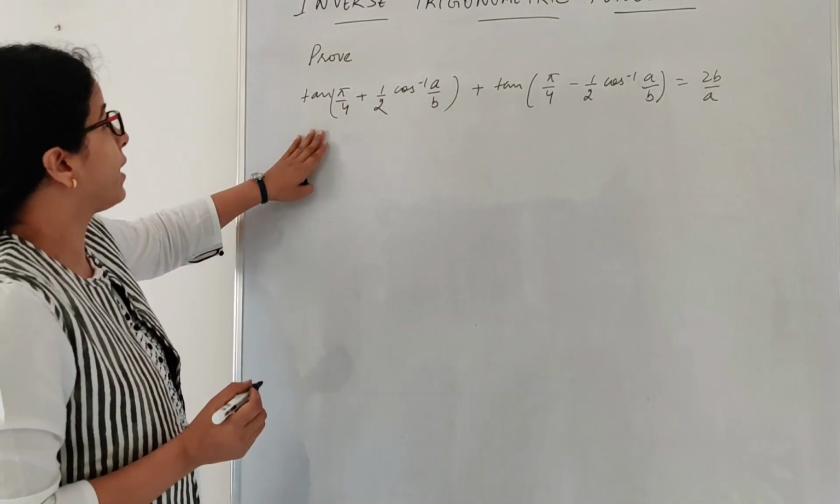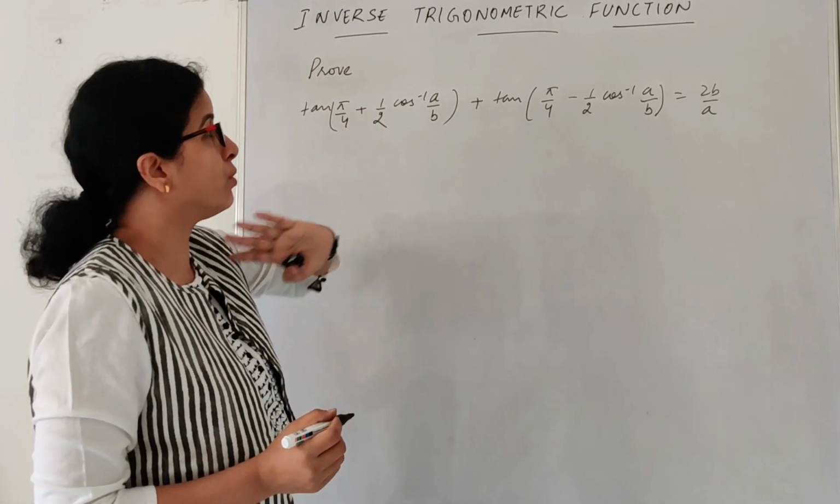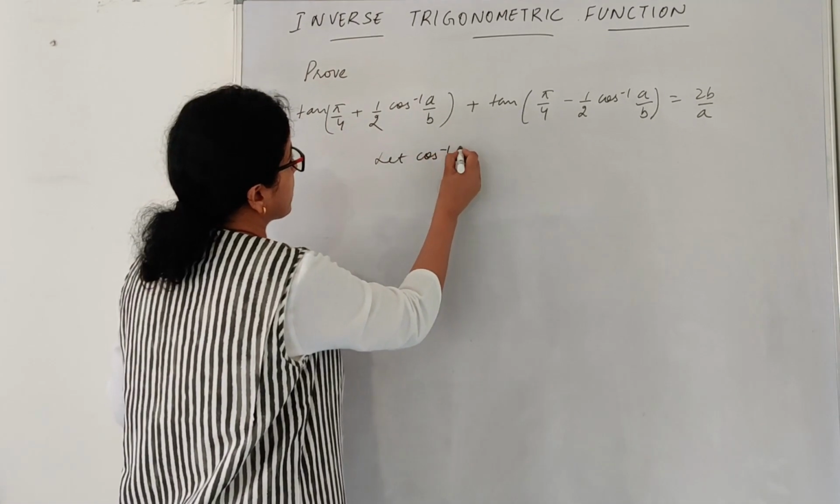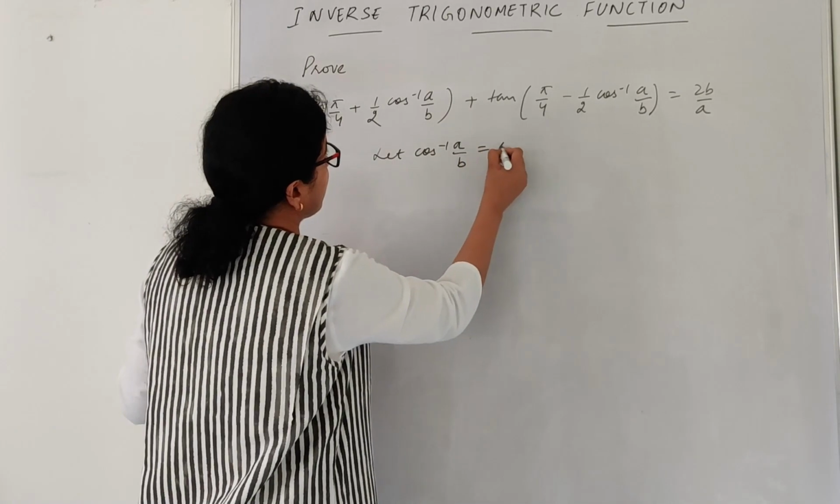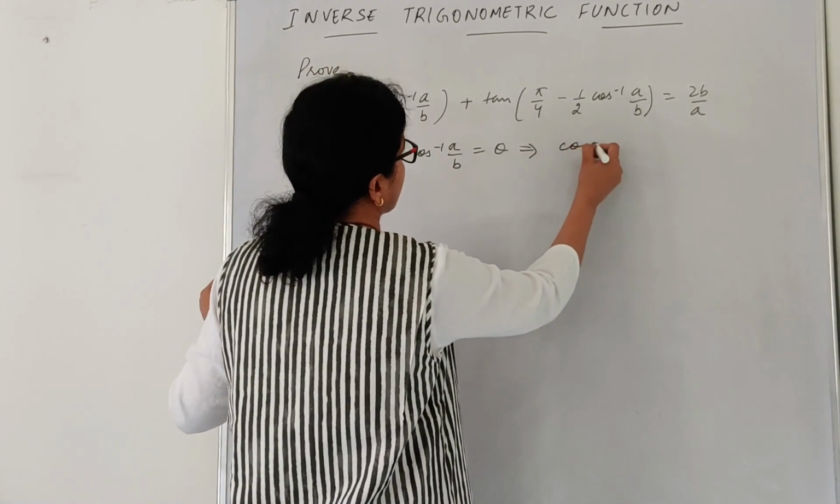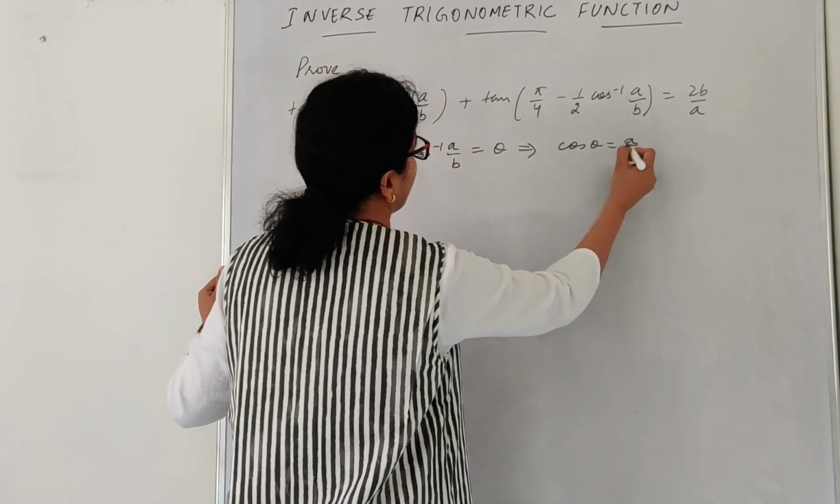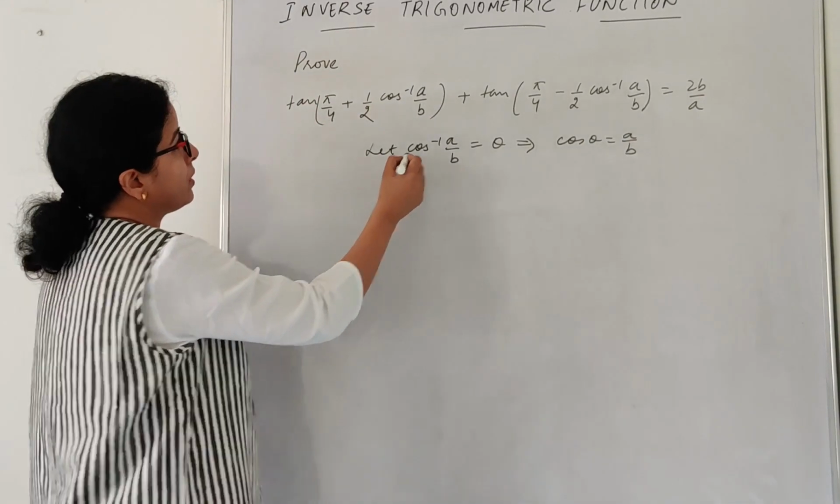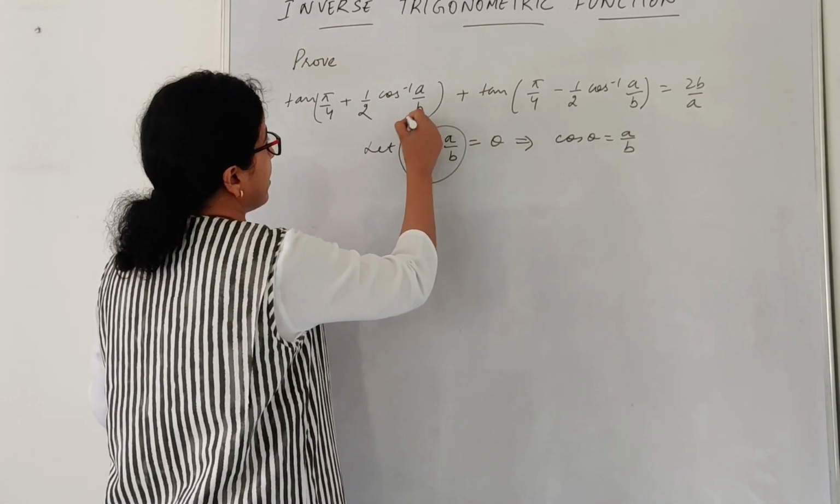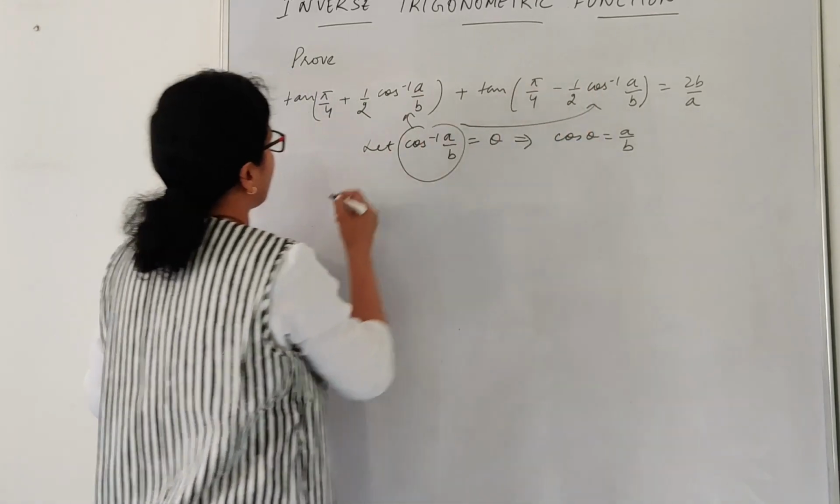So now we have to prove this. On the right hand side, I don't have any inverse. Let cos⁻¹(a/b) equal θ. That implies that cos θ is equal to a by b. Now we'll substitute the value of cos inverse here and here. Okay, so what will I get?